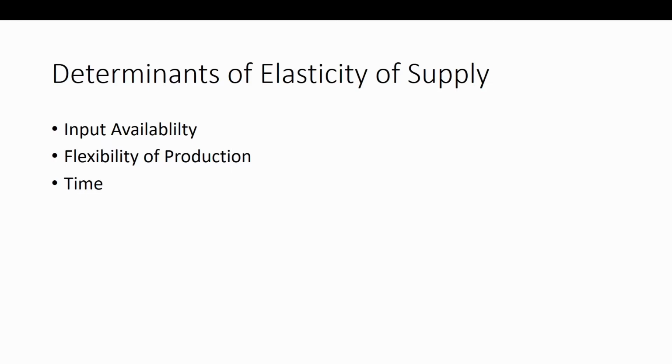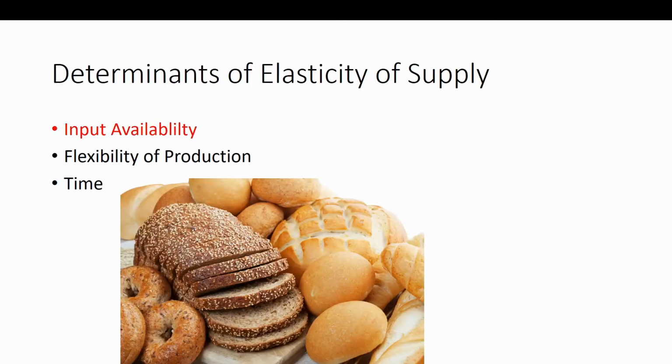What are the determinants of the elasticity of supply? Well, we have input availability, flexibility of production, and time. So let's go through a few examples here. Input availability, right? There's all kinds of different ways to make bread. There's all kinds of different inputs you can use. You can use all kinds of different wheats. You can make rye bread. You can make white bread, wheat bread. There's all different kinds of bread. So the elasticity of supply for bread is going to be fairly elastic.